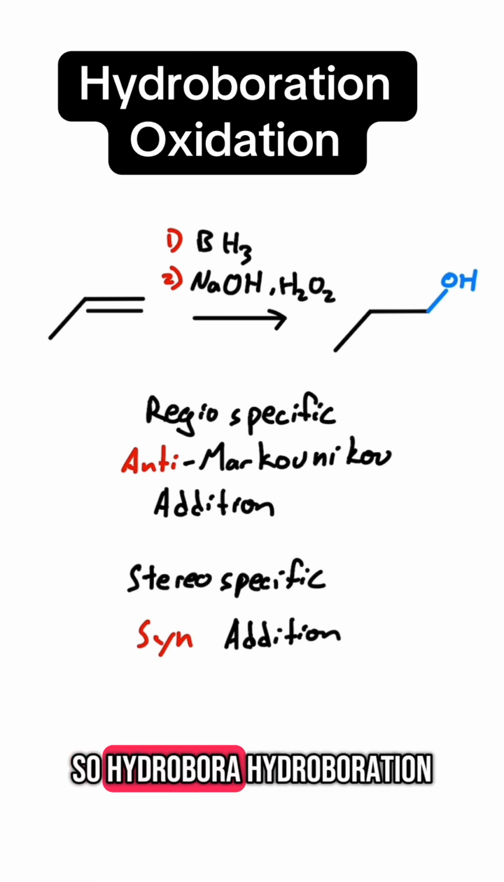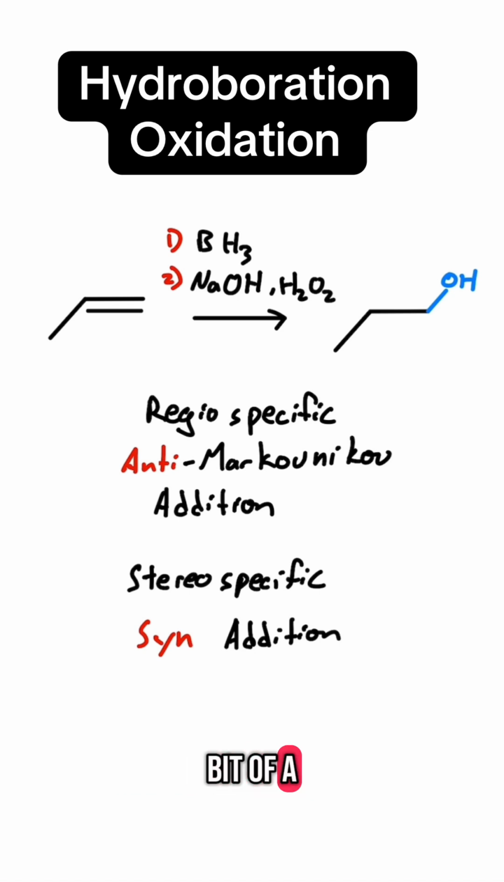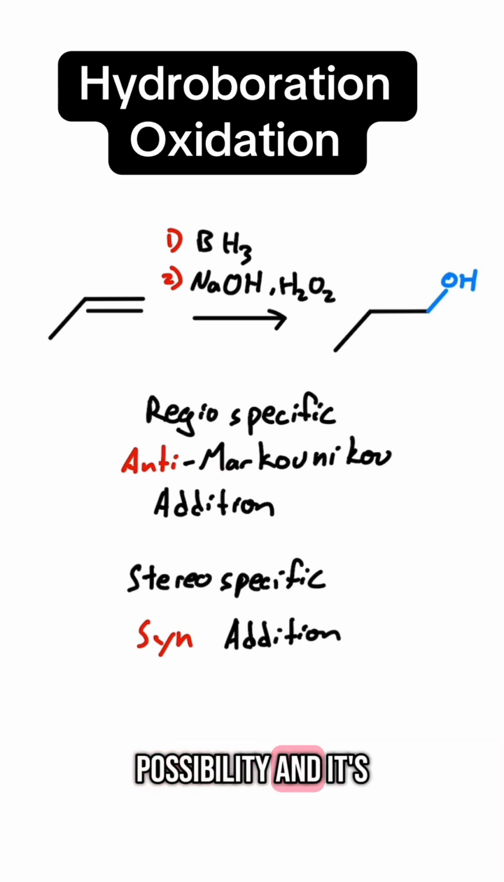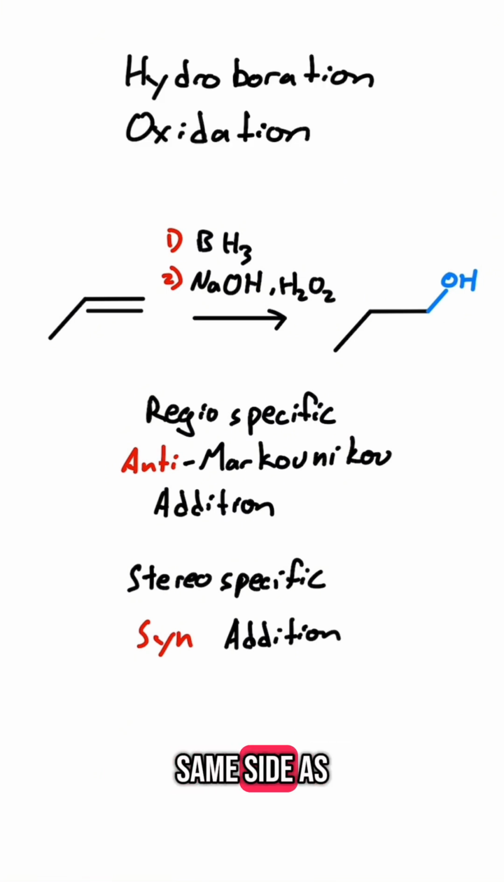So hydroboration-oxidation, bit of a mouthful, is a way of taking an alkene like you see here and making an alcohol using some sort of borane species, a base, and then a peroxide. What's special about it is it's regiospecific in that it only leads to anti-Markovnikov addition, if that's a possibility. And then it's stereospecific in that you get syn addition of the H and the OH. There's no stereochemistry here, but if there was, they would be on the same face, added from the same side, syn. All right, so let's go through that mechanism.